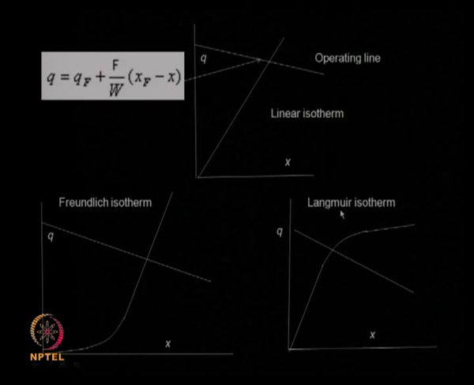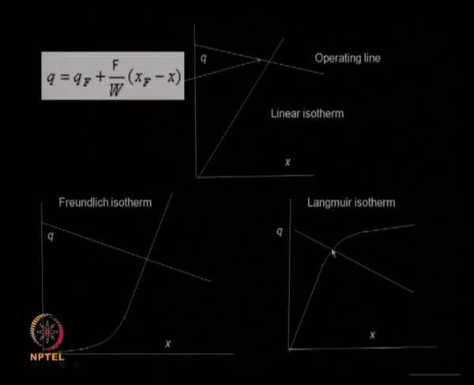Now, let us go to the third isotherm, that is the Langmuir isotherm. As you recall, the Langmuir isotherm looks like this, x axis is x and y axis is q. The Langmuir isotherm assumes monolayer adsorption. So, after some time the number of sites available for adsorption is 0, that means all the sites are blocked. So, whatever your extra concentration of the solute in the slurry, the quantity q is not going to increase, so it will flatten out, and once again it will have an operating line.